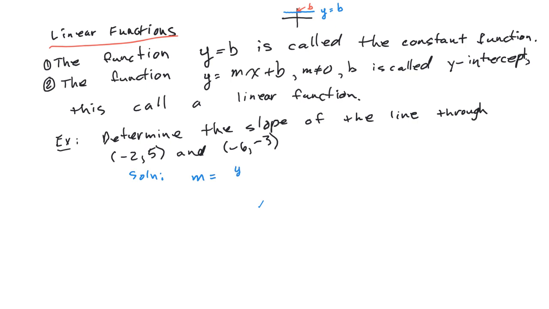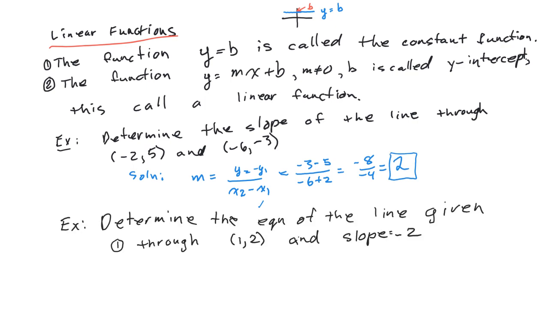m is equal to, well, y2 minus y1 over x2 minus x1, which is equal to the following: 3 minus 5 divided by -6 minus -2, which becomes +2, and we end up with -2 over -4, which is 1/2. And we're done.